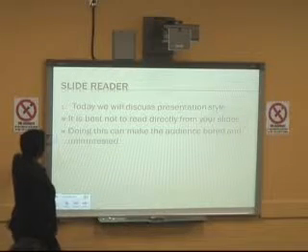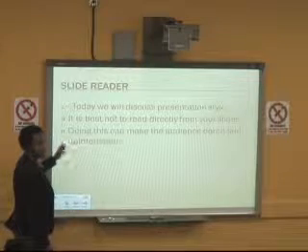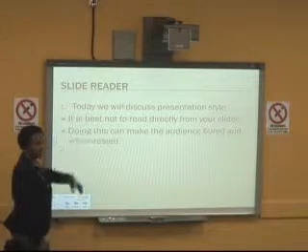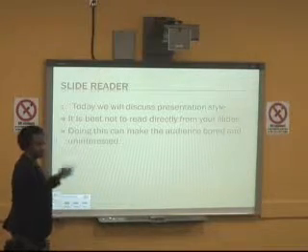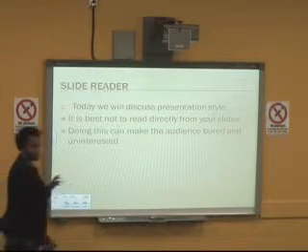Again, same thing goes with the font. You don't want to have Times New Roman on one slide and then on the next slide have a different type of font. It should all be the same, should be consistent. Any questions about that?